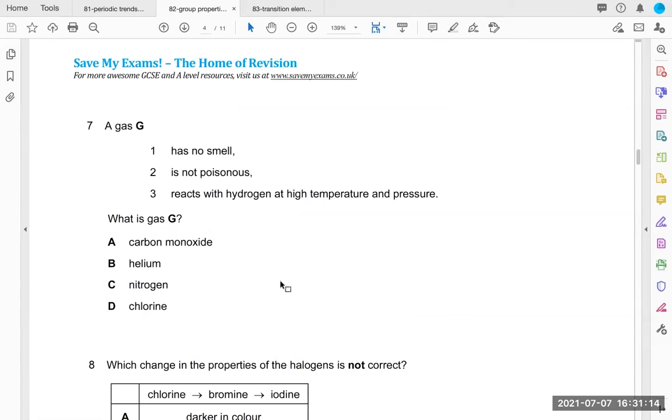All right, a gas G has no smell, not poisonous. What poisonous gases do we know of? Acidic gases like sulfur dioxide, sulfur trioxide. We also know of neutral gases like carbon monoxide, that is poisonous, H2O2, that is poisonous. Then reacts with hydrogen at high temperature and pressure. What reacts with hydrogen at high pressure? This is something that we'll study later on. This is nitrogen. Okay, so C.